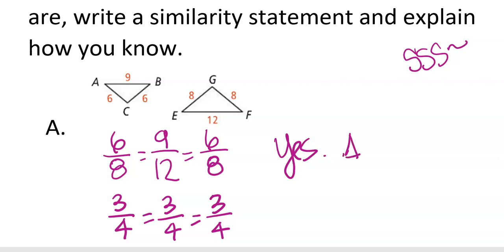Triangle ABC, similar to... how are we going to write the other one? How do you know how to do that? If you flip it down, could you do EFG? Could you do FEG? How do you know what to do there?